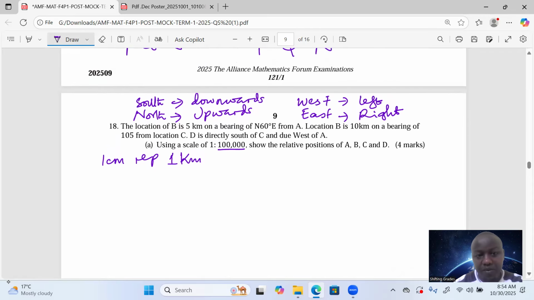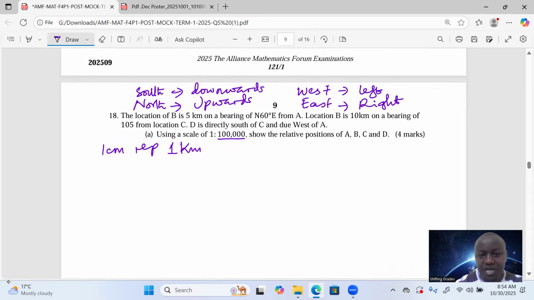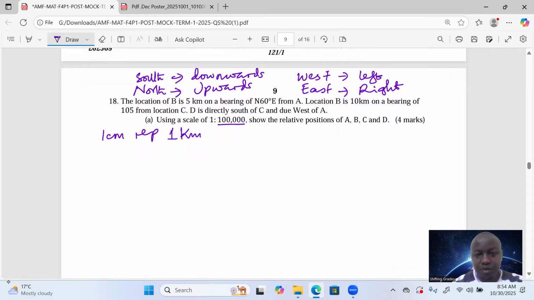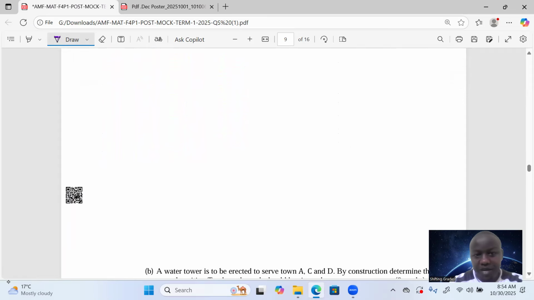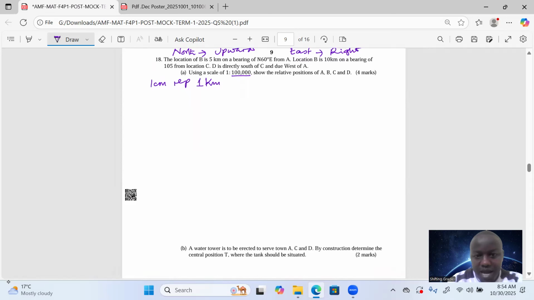So where do we begin? The first direction to be given is the direction of B from A. So we begin with A. We state the position of A first. We identify A first. So A is here with a compass like that. That's point A. Now with point A, where is B? On a bearing of 60 towards the east.